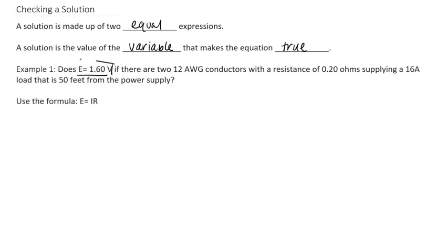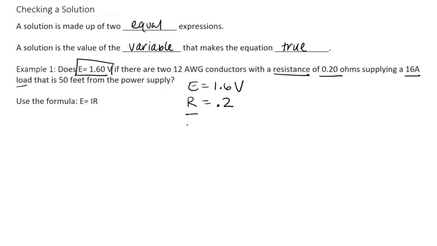Does E equal 1.60 volts if there are two 12 AWG conductors with a resistance of 0.2 ohms supplying a 16 amp load that is 50 feet from the power supply? So we need to confirm that the calculation done is correct. So we have E, which is equal to 1.6 volts. We have a resistance of R equals 0.2.